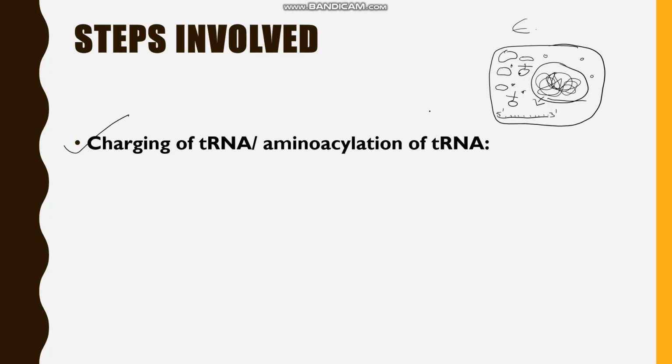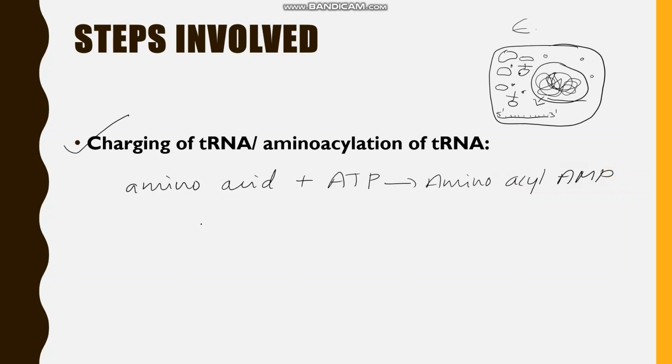Now, the first step is charging of tRNA, or amino acylation of tRNA. These neutral amino acids now undergo charging. That means amino acid plus ATP. ATP is the energy currency, so it will provide energy to the amino acid, and it leads to the formation of aminoacyl AMP.